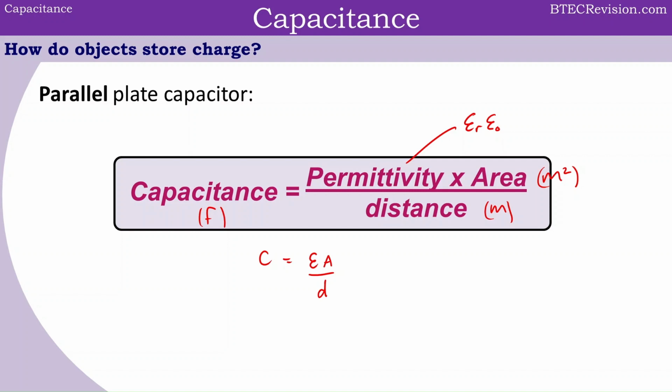And we can rearrange this for permittivity. So permittivity equals capacitance times distance divided by area. And we can use this formula to work out the unit for permittivity. And we know that's going to be farads for capacitance. d is distance, which is measured in meters. A is meters squared. So the meter with the meter squared can cancel, and we're left with farads per meter.